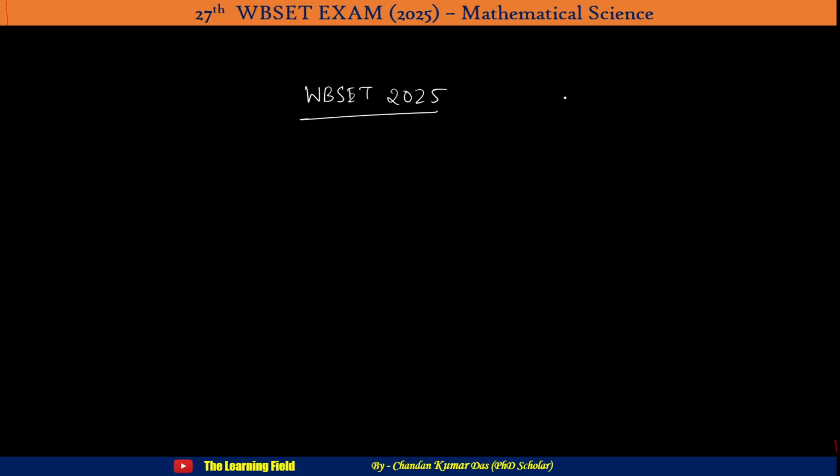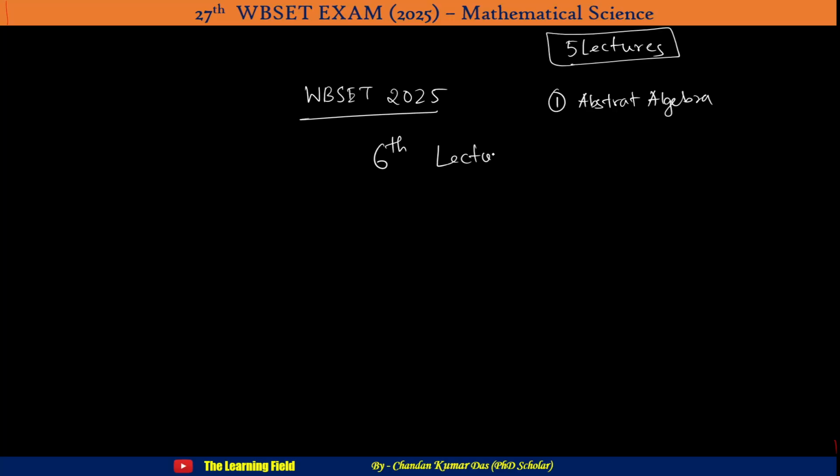So in the last lecture we covered abstract algebra. Already we have taken five lectures on the West Bengal SET 2025 solution series of mathematical science. This is the sixth lecture, and in this lecture we'll discuss the questions from real analysis.